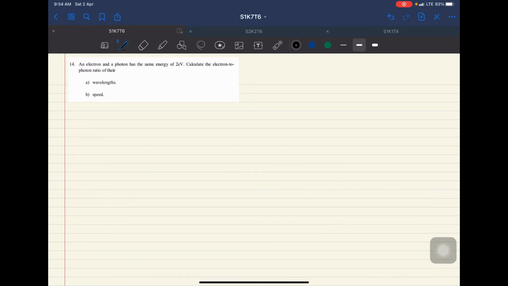Okay, and then question B, they want you to find the ratio for speed. So speed of light is 3 times 10 to the power of 8. That one is a constant. Just want to find the speed of electron first. So you know that U is equal to K. So U here is basically the energy, E, which is 2 eV. K is equal to a half mv square. So that one is the mass of electron, because we are talking about electron.